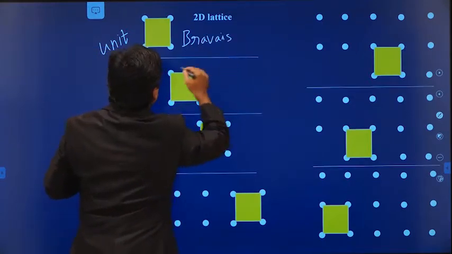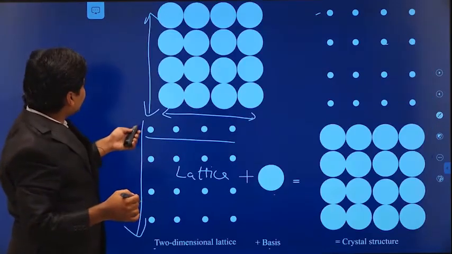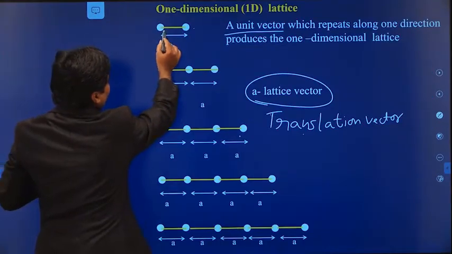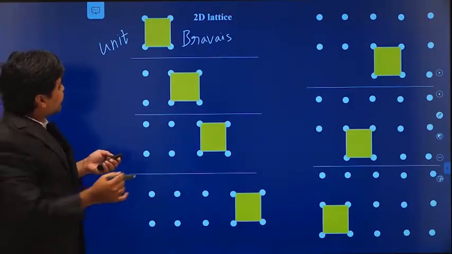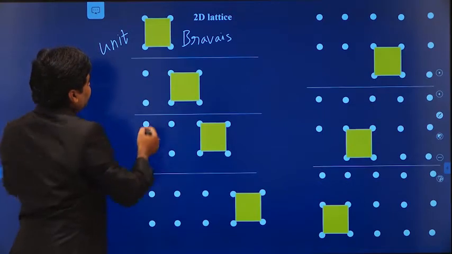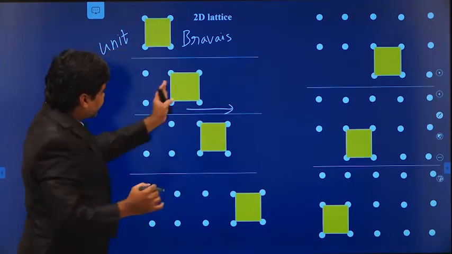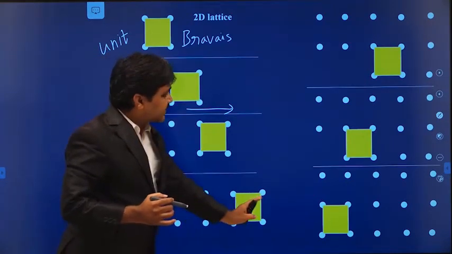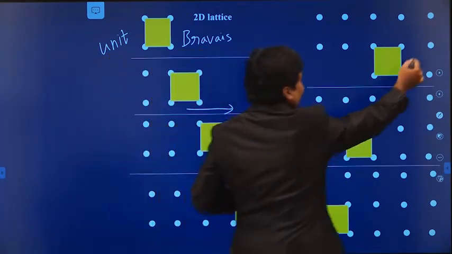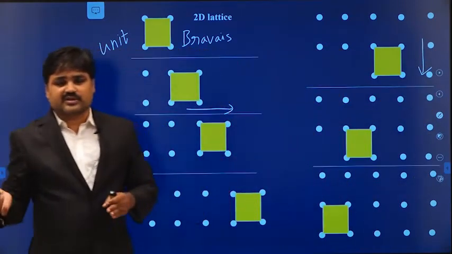So the Bravais lattice for the two-dimensional crystal is a square. But in the case of one dimension, we take only one line, which is the unit vector for the one-dimensional lattice, and for two dimensions it becomes a square. If you repeat this square along the x direction and along the y direction, you get more lattice points, so that you get the two-dimensional crystal structure.